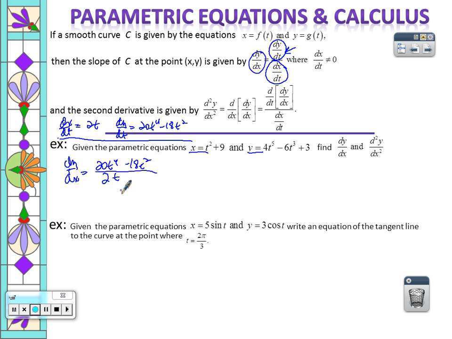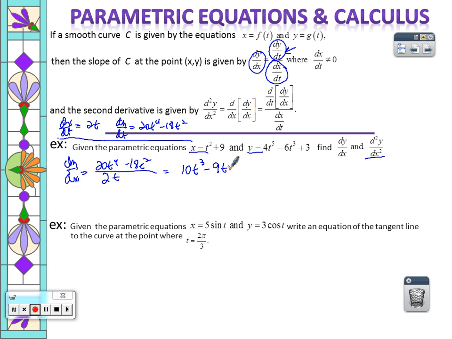Since we're going to have to use this again, because they want us to find the second derivative, we should simplify it as much as we can. And this actually can be simplified quite easily into two different pieces. So this is going to be 10t cubed minus 9t. So that's our dy/dx. It is 10t cubed minus 9t.